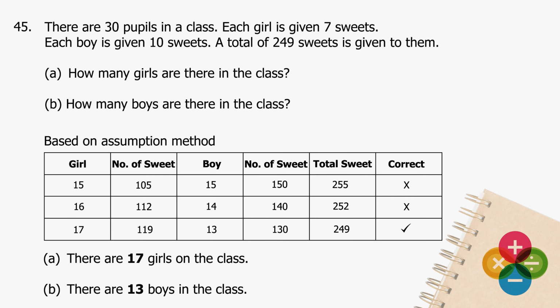We shall need to further reduce the number of boys and increase the number of girls. If we have 17 girls and 13 boys, the total number of sweets will be 249 sweets. Therefore, the number of sweets is correct. The number of girls will be 17. The number of boys will be 13.